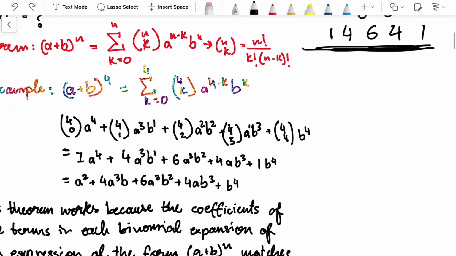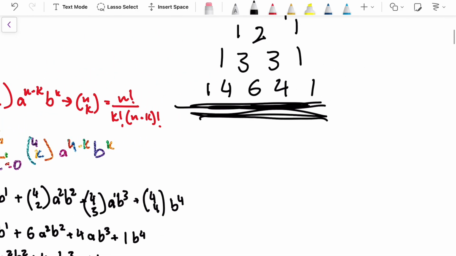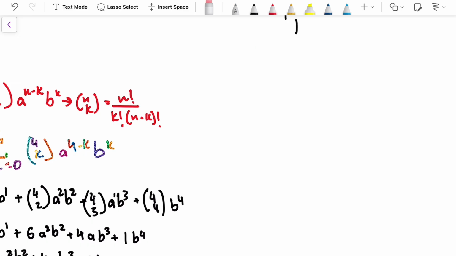Now look at the coefficients. It goes 1, 4, 6, 4, and then 1 because there's nothing else. Look at Pascal's triangle. We get 1, 4, 6, 4, 1. And that is so cool. That is where this really came from.